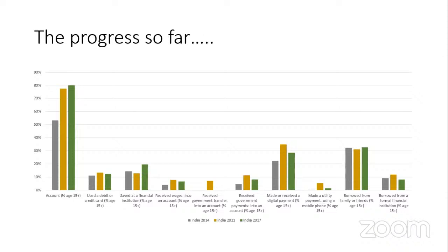It includes the number of people having an account, whether they used a debit card, saved at a financial institution, received wages into their account, received government transfers or government payments into their account, utilization of digital payments, and any kind of utility payment. The first 4 are relevant to how they are using their account, and the last 2 are about their financial behavior. That is, when they need funds, where they go first.